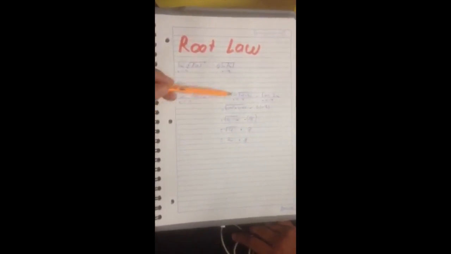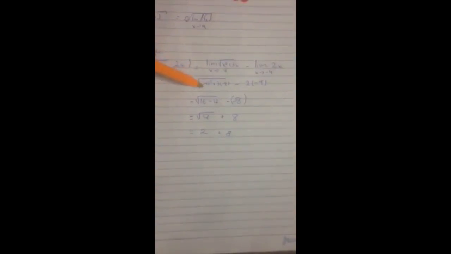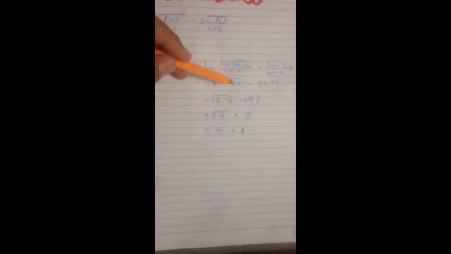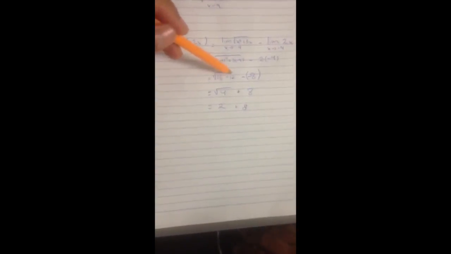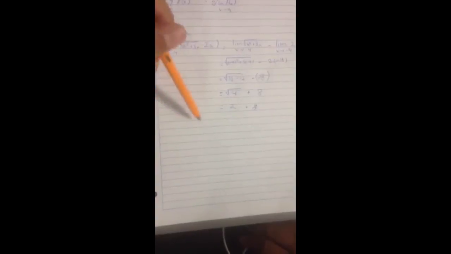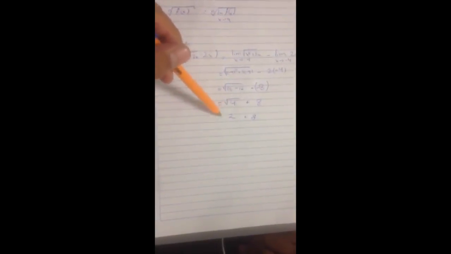When we separate, we only have to make a simple substitution in the variables, and now we substitute negative 4 inside the x. So we have the square root of negative 4 squared plus 3 times negative 4, minus 2 times negative 4. This will be equal to the square root of 16 minus 12 minus negative 8. This gives us the square root of 4 plus 8, and this is equal to 2 plus 8, and our final answer will be 10.